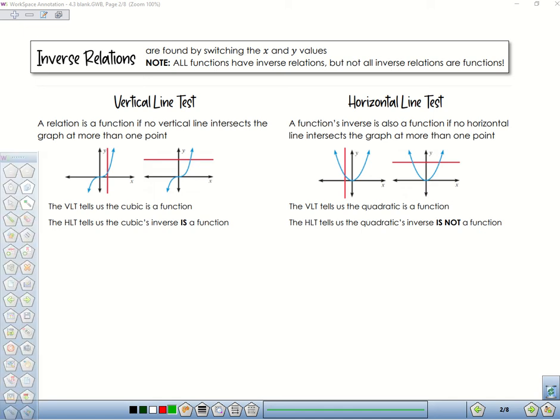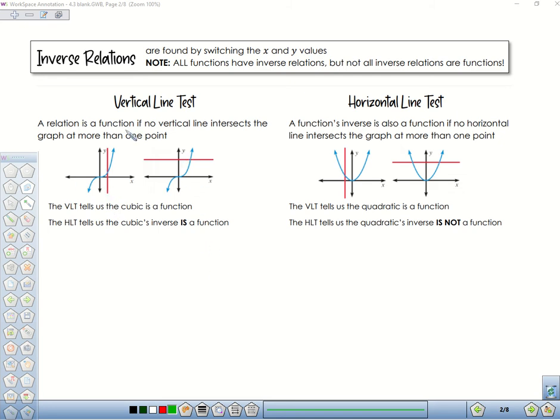Note that all functions have inverse relations, but those inverse relations are not necessarily functions. So there's an easy, quick test that you can do to determine if your function will have an inverse that is also a function. You all know of the vertical line test, right? The vertical line test is a test that we use in math to determine if something's a function. The rule is if we can draw a vertical line anywhere on the function, and it only hits one point on that function, it must be a function, right?